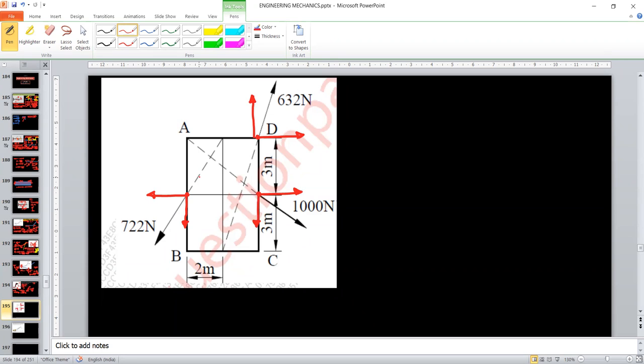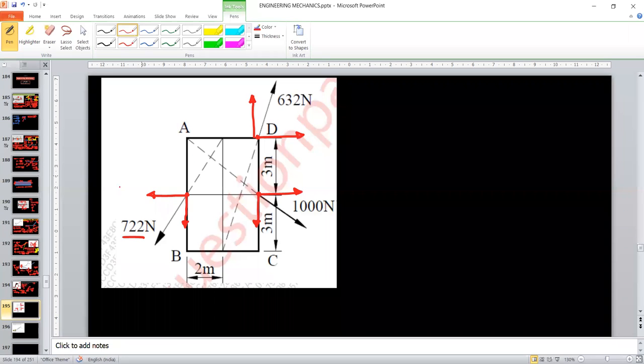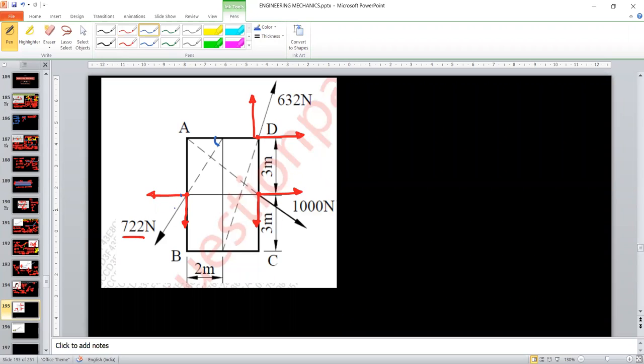So in your notebook, you can draw this diagram again. This rectangle ABCD. Then show the forces 722, 1000 Newton, and 632 Newton in the given direction. And then show these components. Now this angle is nothing but this angle, so this is alpha. Then this angle equal to this angle, so this angle is gamma. And this angle is nothing but this angle, so this is beta.